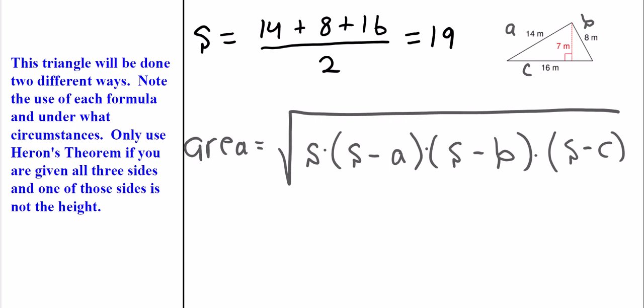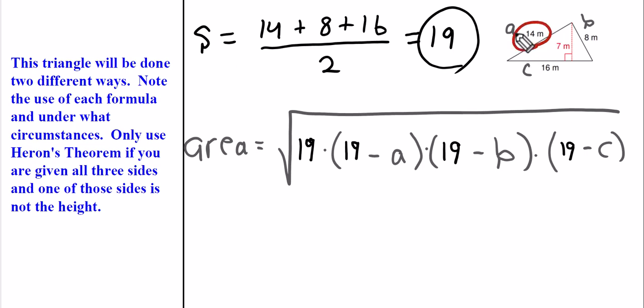Here's a formula. Let's go ahead and plug in the S because we have that. S will not always be 19. It is for this problem. S is the semi-perimeter that we found by adding the 3 sides up and dividing it by 2. That's where that came from. So A is 14, B is 8, and C is going to be 16.